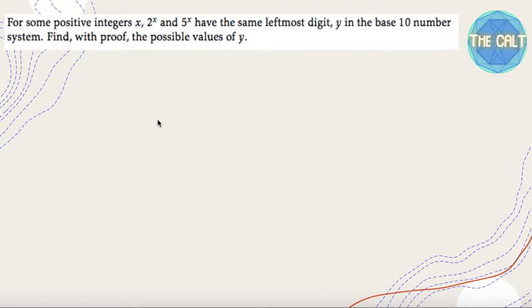Let's look at what the problem statement is. For some positive integers x, 2^x and 5^x have the same leftmost digit y in the base 10 number system. Find with proof the possible values of y. So we have 2 to the power of x.